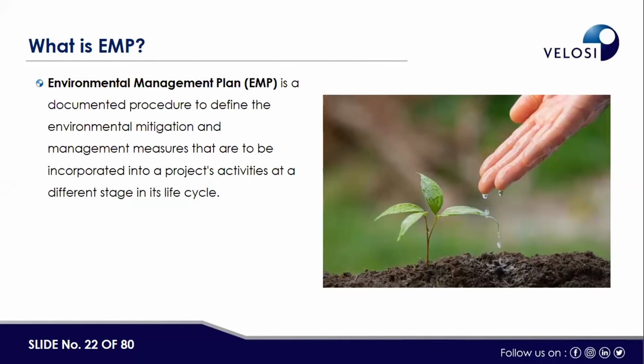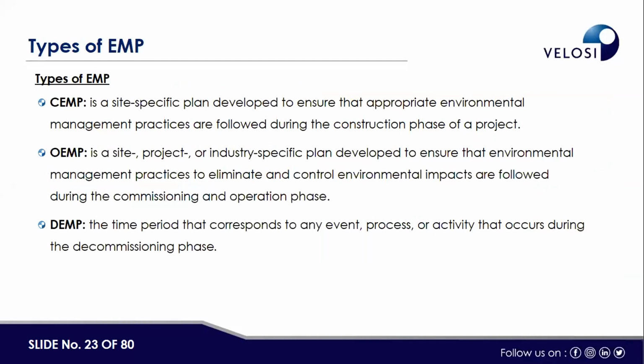The project can be in design, or the project can be in construction. We will discuss in the later slides what kind of EMPs are applicable, depending on the type or the stage of the project. So basically, this is the documented procedure that will help us define the environmental mitigation measures and the management measures that need to be incorporated in the project activities at the different stages of the life cycle.